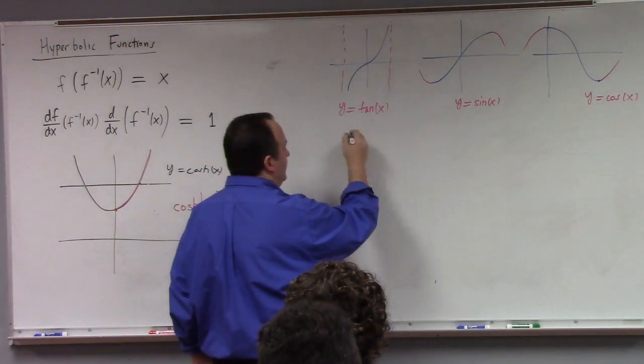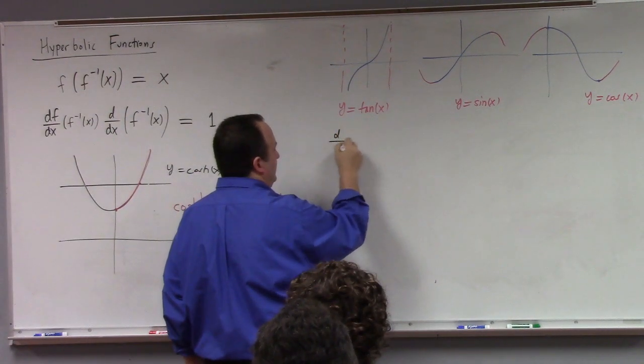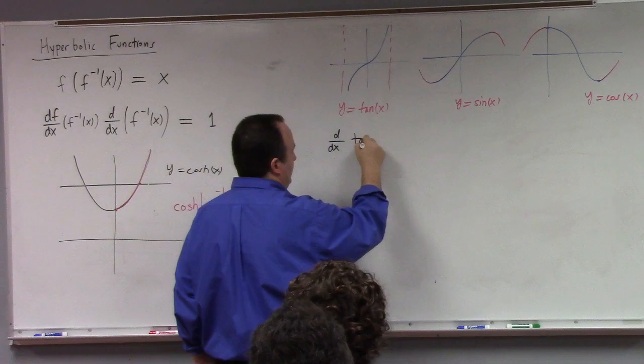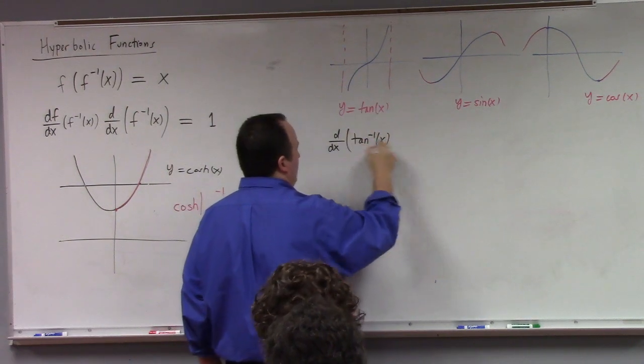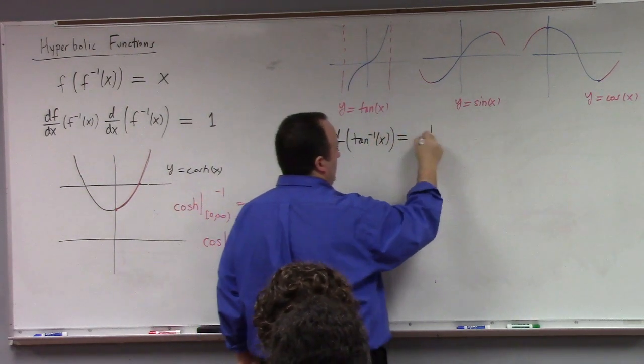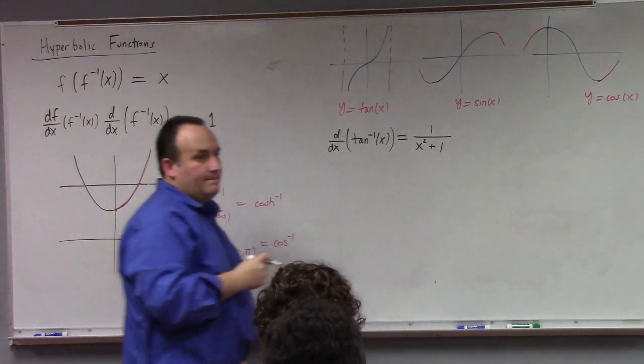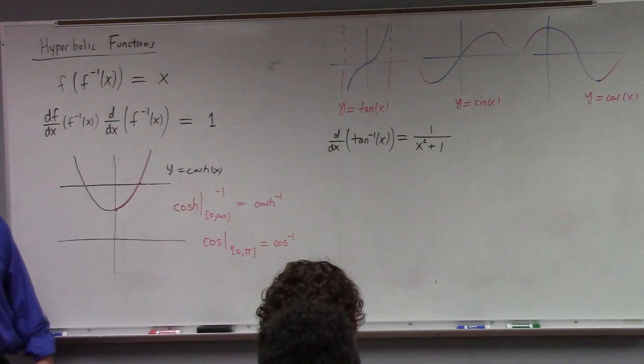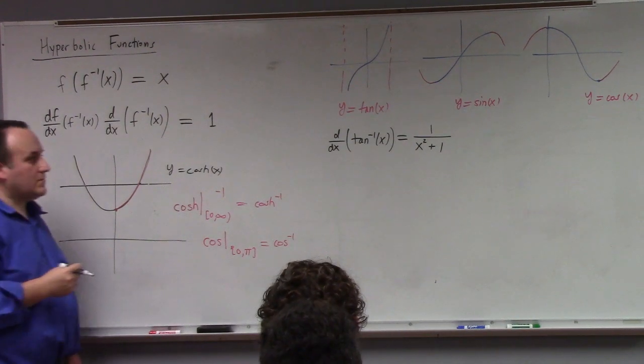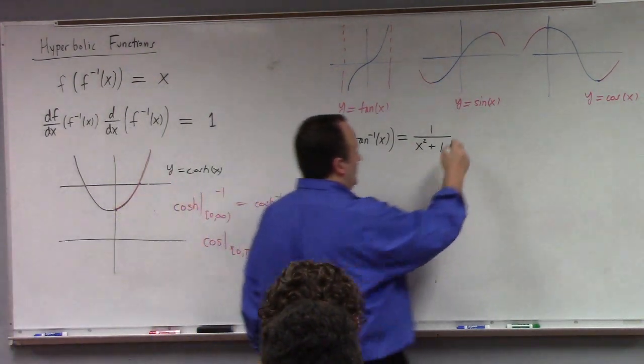And what did we learn before? Do you guys remember? The derivative with respect to x of inverse tangent of x was what? A lot of you remember this. 1 over x squared plus 1. All right. What's the derivative of inverse sine?